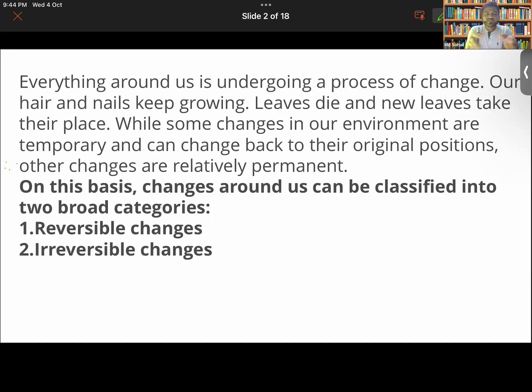Or you have some other examples also where you can't get back the substance. For example, after burning the wood, you can't get back the wood. If you were to mix oil and water, you remember in the previous class we discussed the separation of two immiscible liquids by the process of decantation, right? So there, if we add water and oil, it can be separated. So we say that it's a reversible change.